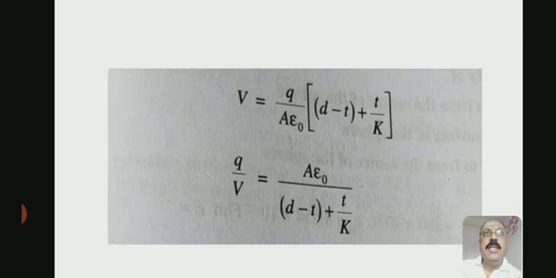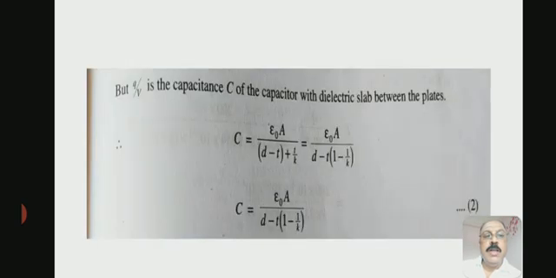Rearranging that equation, V is equal to E naught into (d minus t plus t by K). Simplifying once again, V is equal to Q divided by A epsilon naught into (d minus t plus t divided by K). So Q divided by V is equal to A epsilon naught divided by (d minus t plus t divided by K). But we know that Q divided by V is the capacitance of the capacitor with the dielectric slab between the plates.